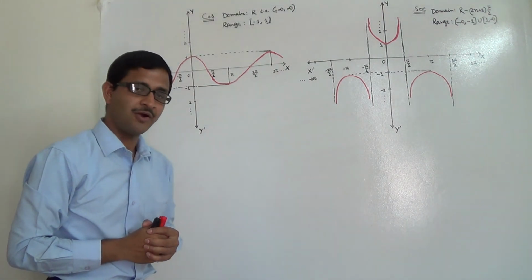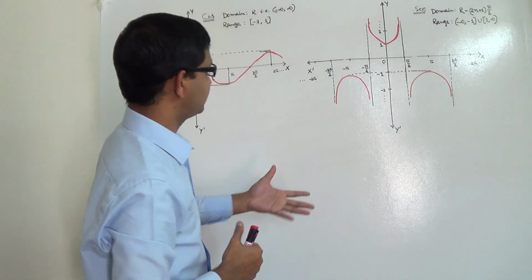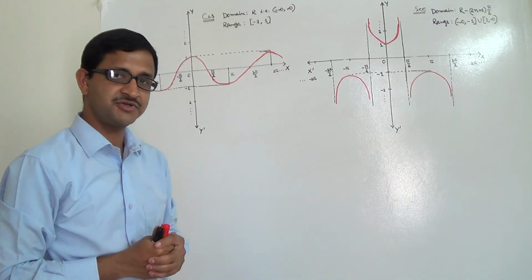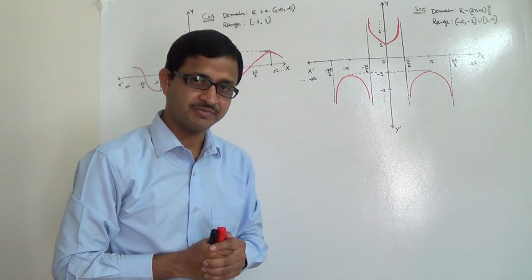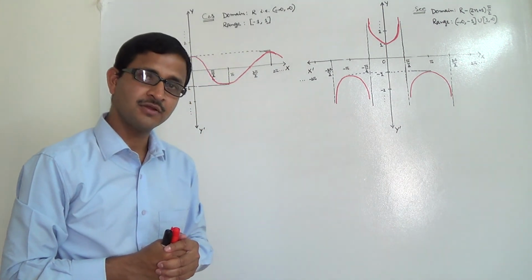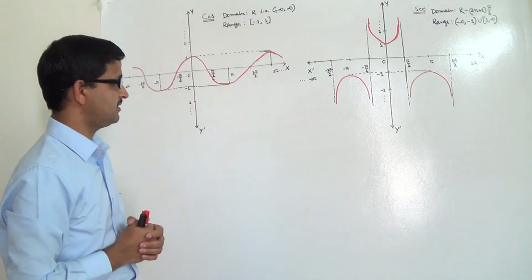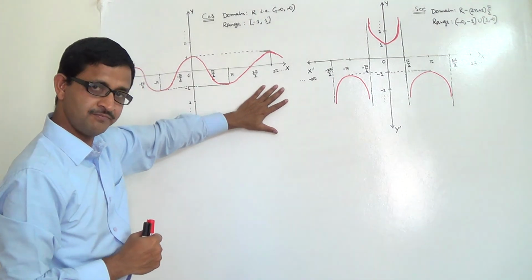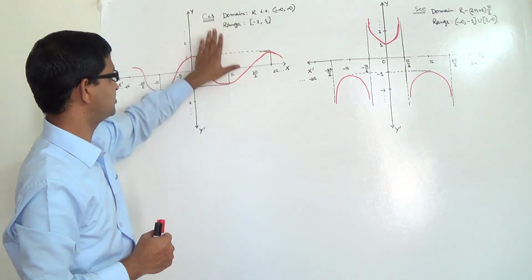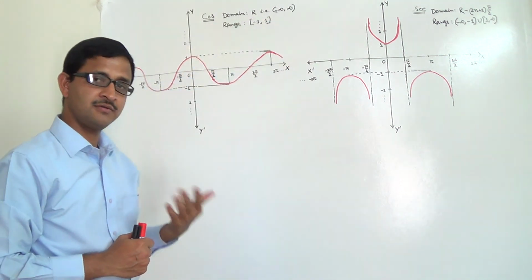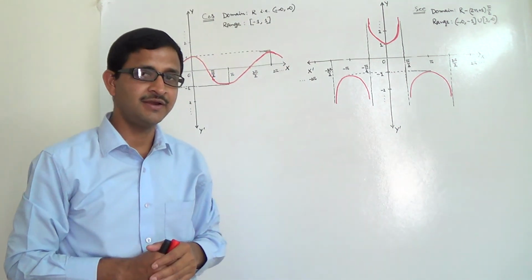Clear? Alright. Next we are going to discuss the graphical representation, domain and range of tan and its reciprocal cot. Meanwhile, I suggest you spend a couple of minutes to understand very clearly their graphical representation, domain, and range, and we will proceed further with tan and cot.